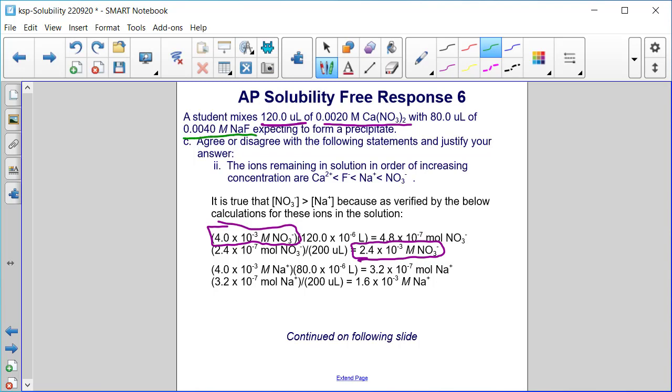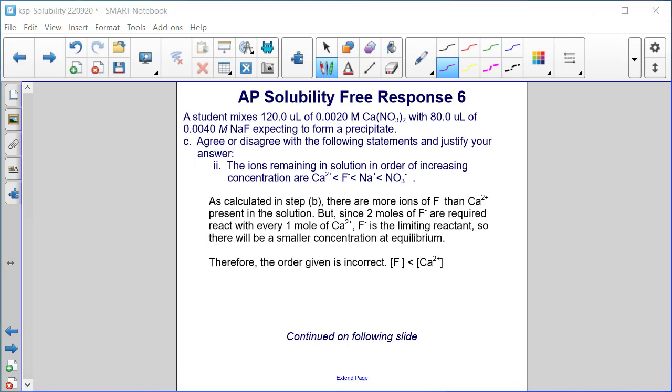0.0040 molar sodium ion in 80 microliters, or 80 times 10 to the minus 6 liters, gives 3.2 times 10 to the minus 7 moles of sodium in a total volume of 200 microliters, or 200 times 10 to the minus 6 liters. It's 1.6 times 10 to the minus 3 molar sodium. So we can see that the sodium is less than the nitrate. So this is correct. Sodium is less than the nitrate.